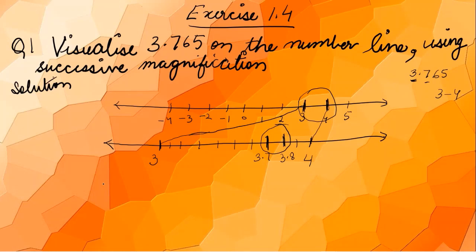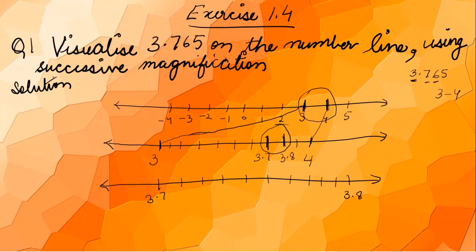Now again draw a number line. Now you can see after 7 what you want, 6. Now we will be drawing 3.7 and 3.8. Between this make 10 divisions, divide it into 10. 1 2 3. Okay, so you can see 3.7 and 3.8.